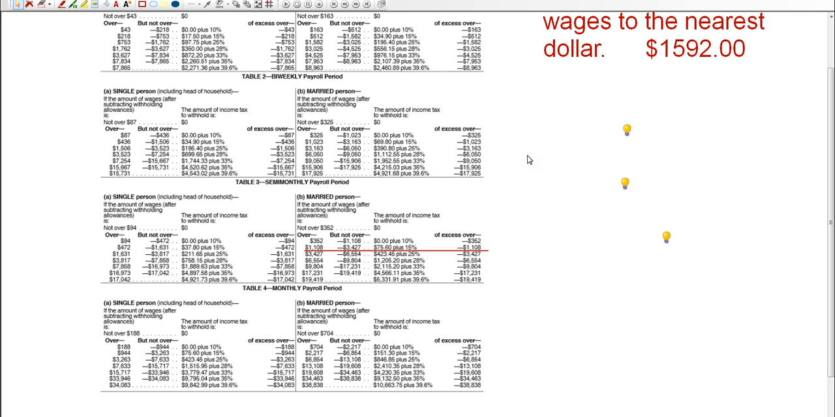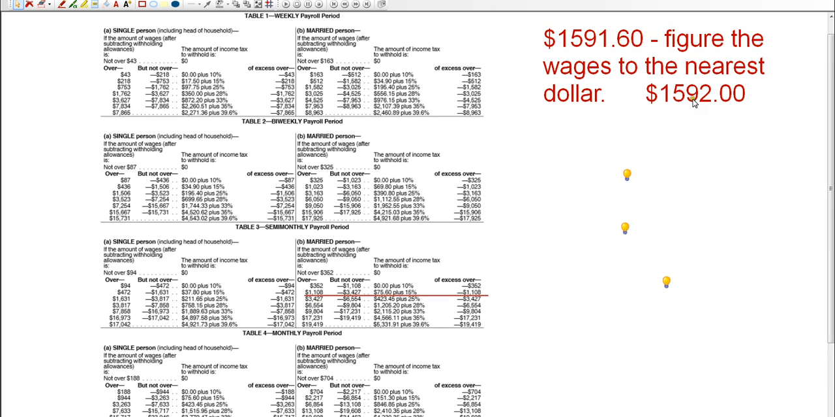And we are looking at $1,592 because we can round this to the closest dollar. So $1,592 falls between $1,108 and $3,427. So her tax is $75.60 plus 15% on any amount that's over $1,108.